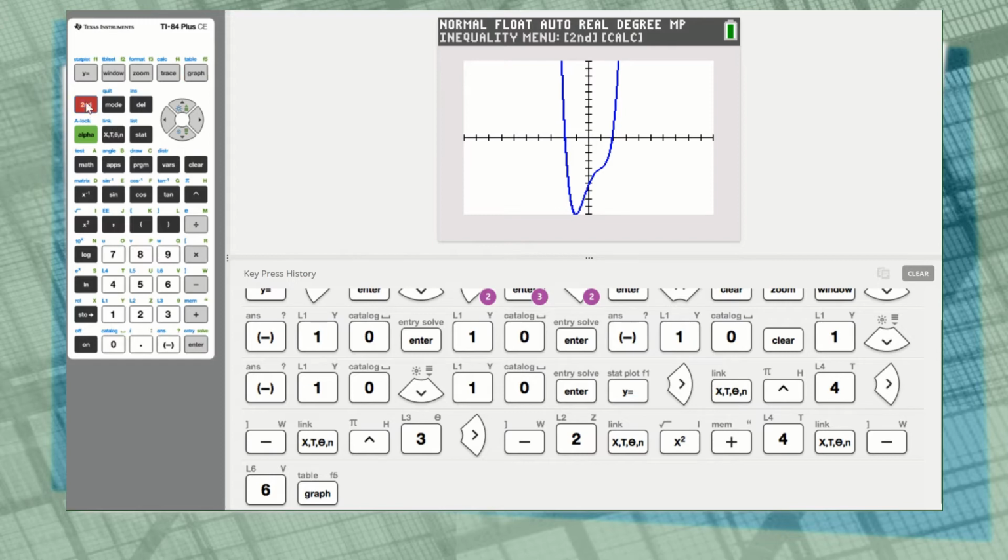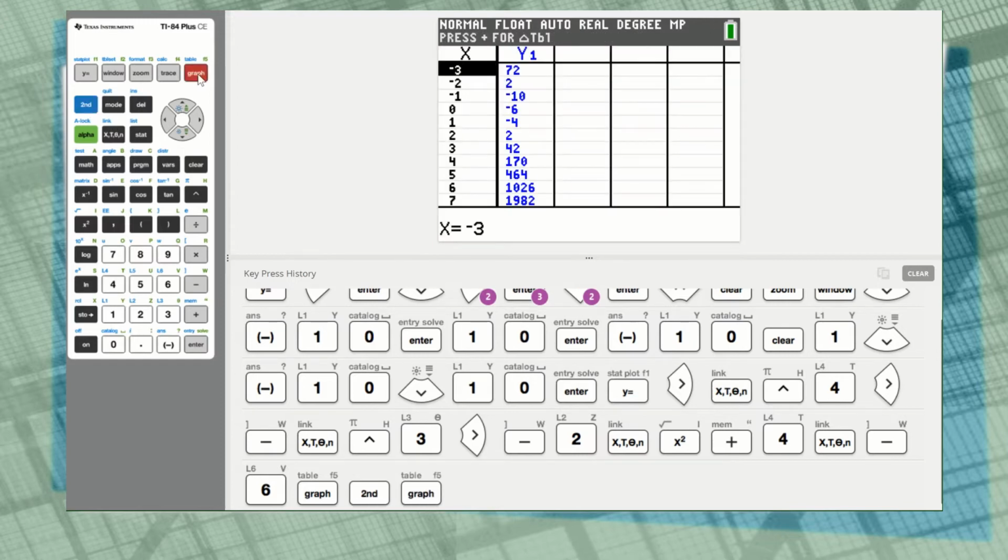But let's go look at the table right quick. So we hit second graph, and I can see here when x is -3, y is 72. When x is -1, y is -10. When x is 2, y is 2. Got a little bit of symmetry right there. Look how about when x is 7, y is 1,982. Let's go back now in the negative direction a little bit and see what happens. Well, we got negative 7. What's happening when we're at negative 7? y is 2,612. So we got some pretty large numbers in there.